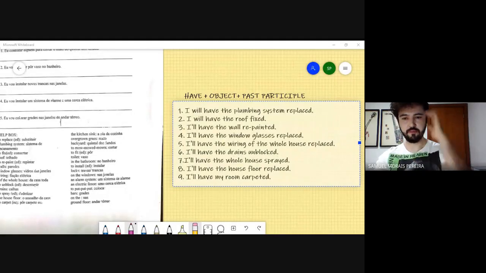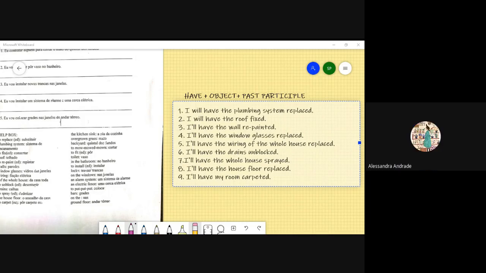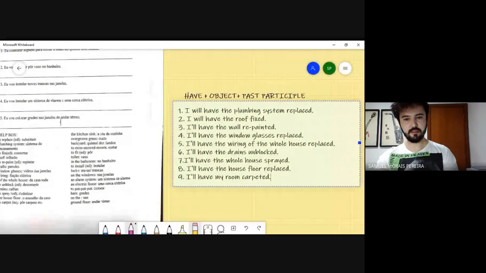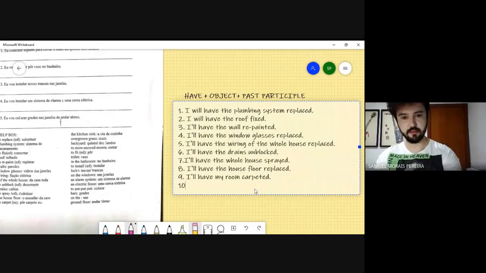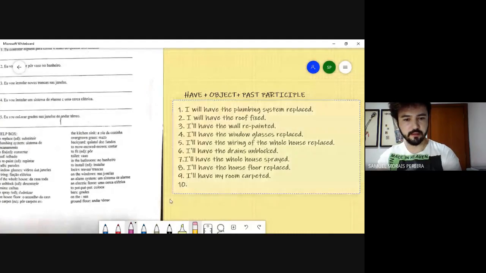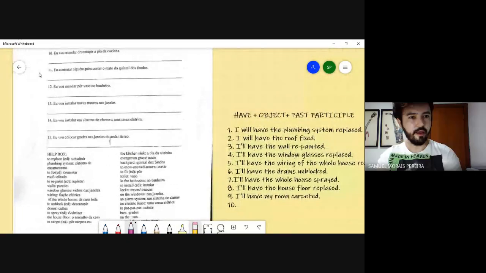Deixa eu ver quem mais tá aqui, pessoal, só um segundo. Alessandra, can you open your microphone, please? Yes. Good evening, Alessandra. Good evening. Do you understand the exercise? Have you done homework? Yes, I did. Yes? Okay, so do sentence number 10. So, number 10 is, eu vou mandar desentupir a pia da cozinha. Remember, I don't use the word mandar, okay?